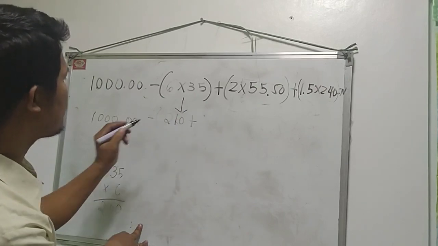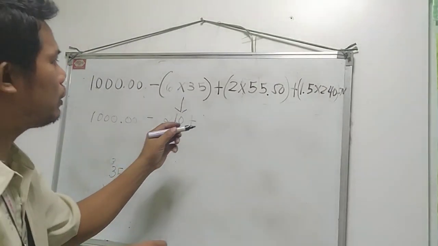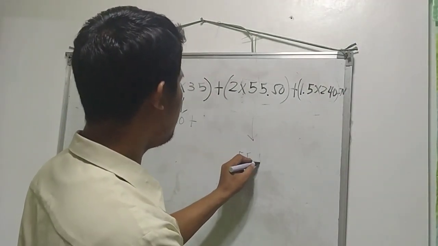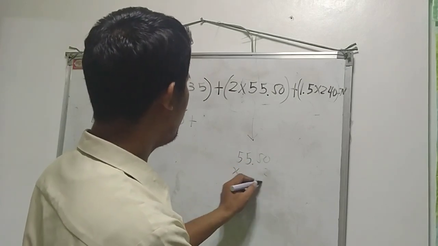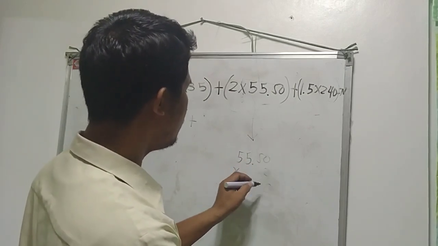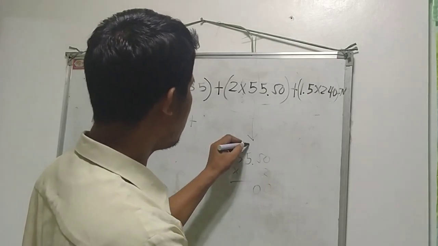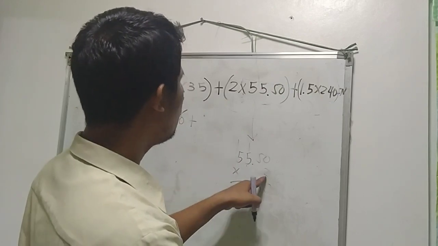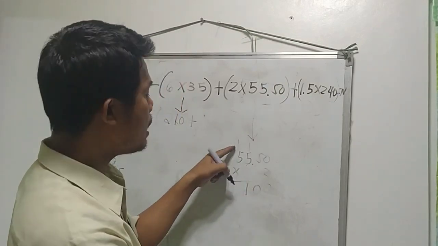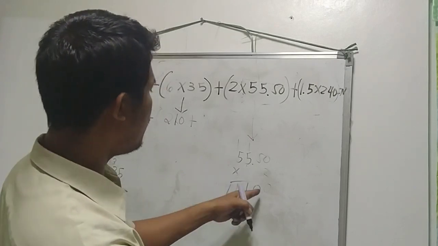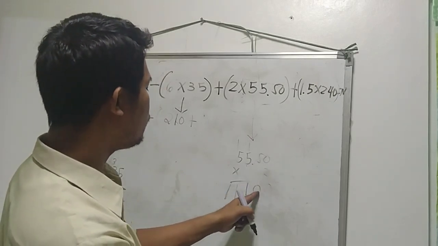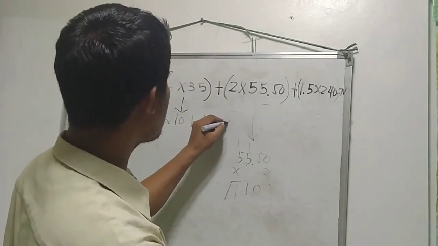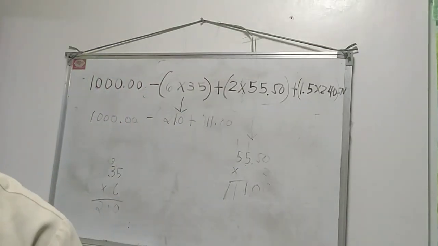Then, plus. We're going to multiply this one. So we have 55 and 50 hundredths times 2. So we have 2 times 0, 0. 2 times 5 equals 10, carry up 1. 2 times 5 equals 10, plus 1, 11, carry up 1. 2 times 5 equals 10, plus 1 equals 11. So we're going to count the number of decimal places: 1, 2. So therefore, the answer is 111 pesos.